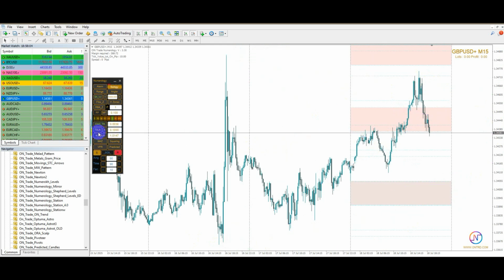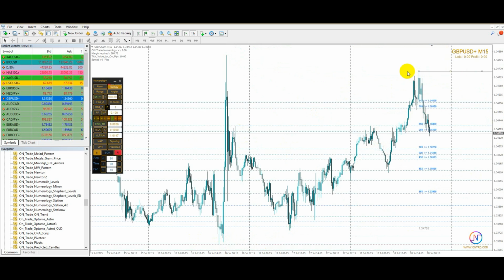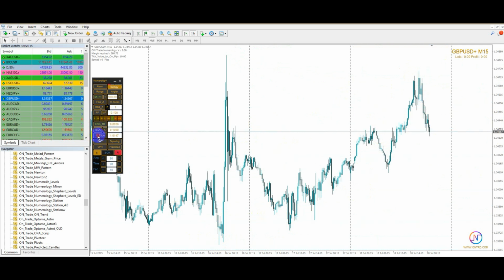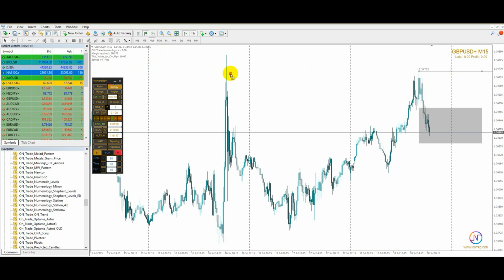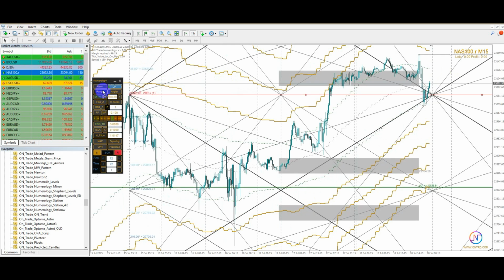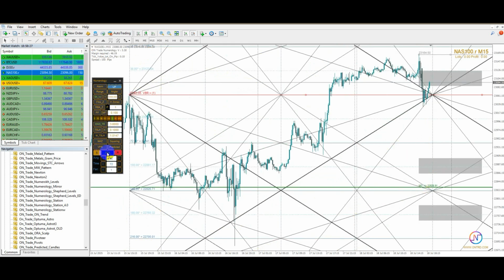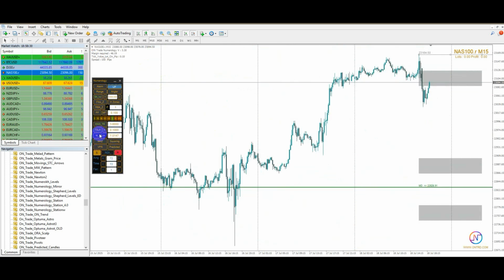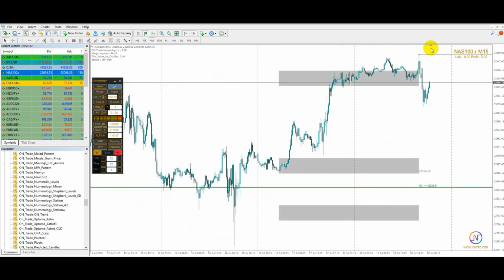Now Tesla and M Tesla are the same method, but M Tesla can give you more levels. Like here, let's see a high volatility pair like Nasdaq. Let's check that. Okay, now let's check M Tesla here.